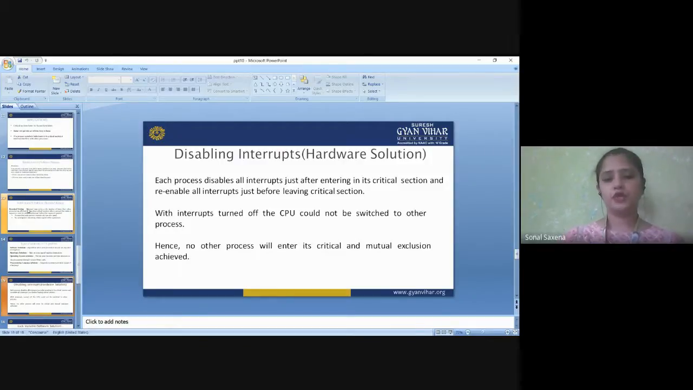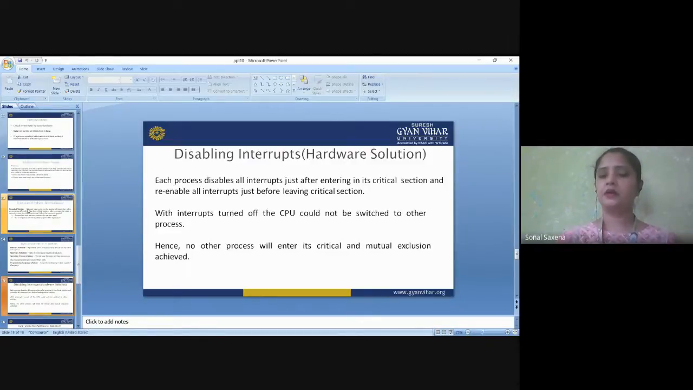See, each process disables all the interrupts just after entering the critical section. Understand this: once a process enters the critical section, what does it do? It disables all the interrupts. It doesn't allow any single interrupt to come in between its execution time. And once it is executed and leaves through the exit section, only then will it enable all the interrupts to come in and get executed.